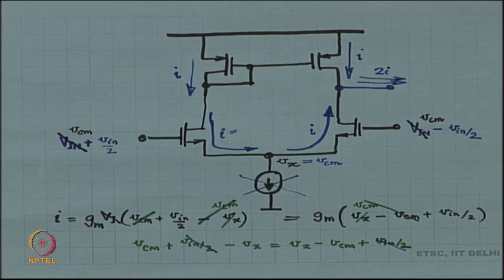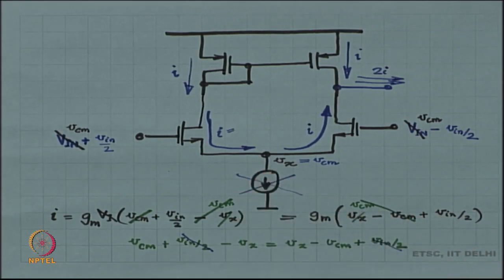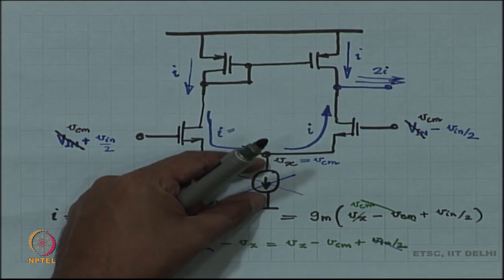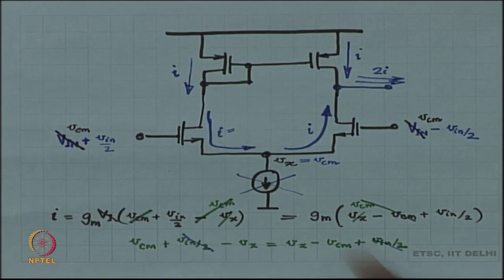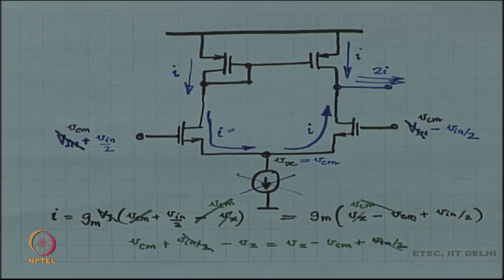Okay. Just by the way, we assumed over here that the signal current through this current source is 0. Okay. Is that correct? If this current source was not ideal, if there was a resistance here, what would be the signal current? The signal current would be Vcm by the output impedance of the current source, right. So, that would not be correct.